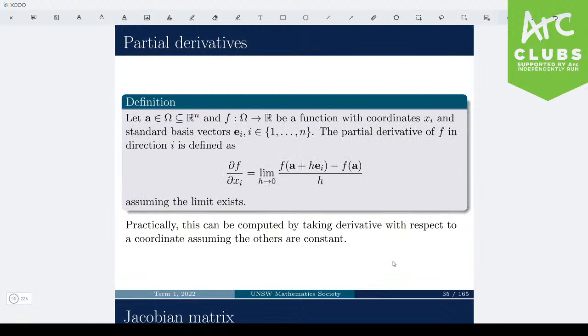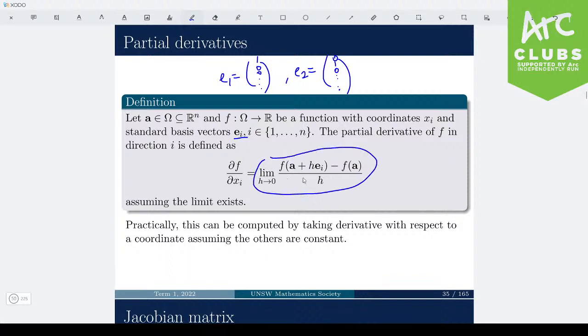First definition we have is partial derivatives. Let the point A be in omega and f be a function from omega to R with the coordinates xi and standard basis vectors ei. If you forgot what standard basis vectors are, for example, E1 is just 1, 0, 0, and so on, E2 is just 0, 1, 0, and so on. The partial derivative of f in direction i is defined as this. It's kind of like first principles here, right? So this is just the direction of xi.